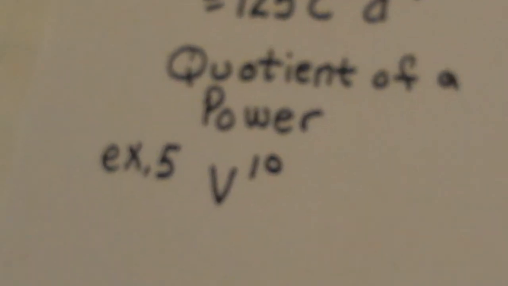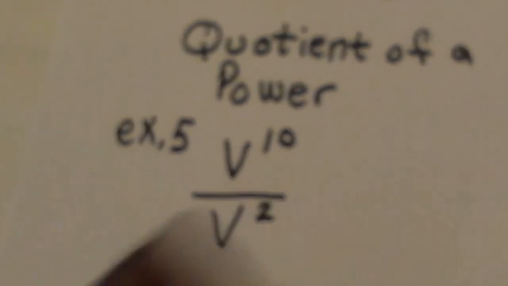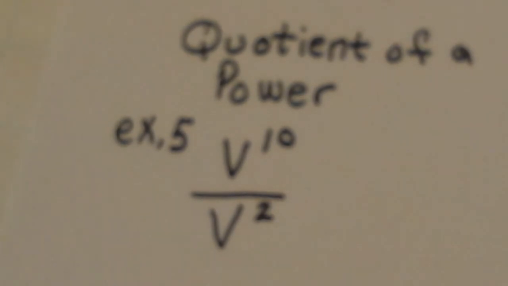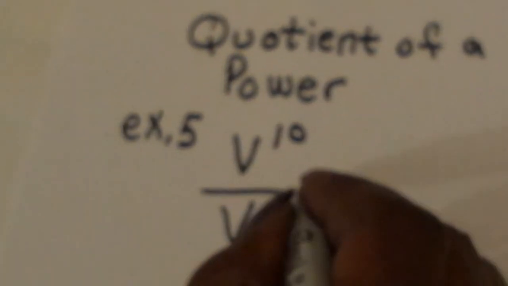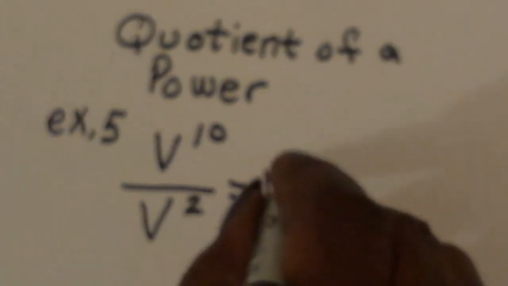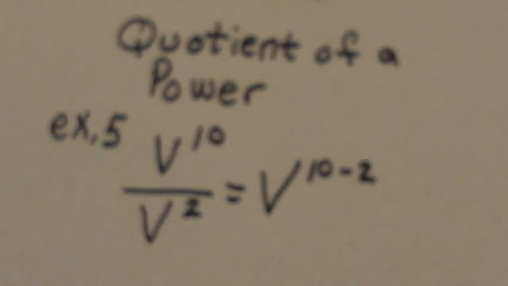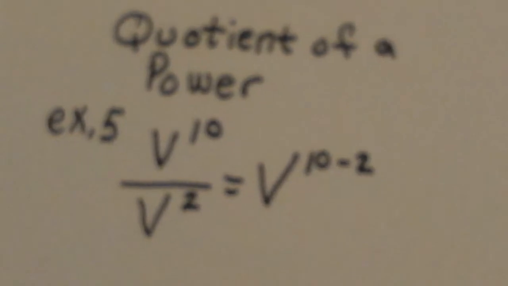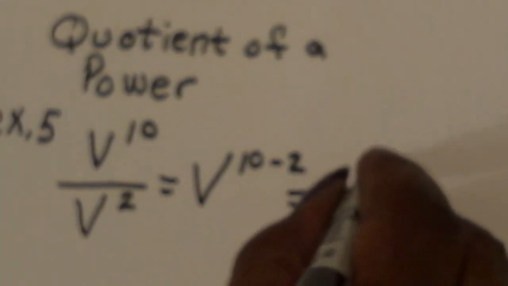So example 5, I have v to the 10th power divided by v to the 2nd power. Whenever you have a fraction, all you have to do is subtract the powers. So what I get is v to the 10th minus 2. And then you subtract. So I'll get v to the 8th power.